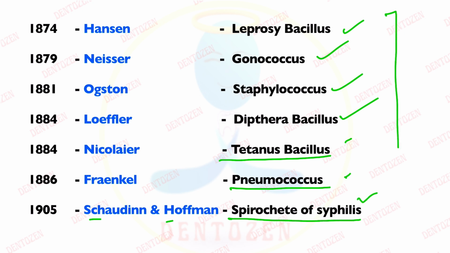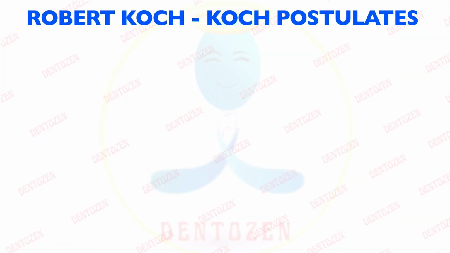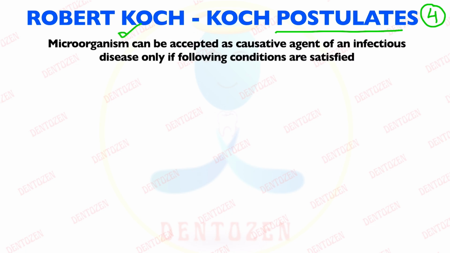So with the discovery of so many bacteria, it became possible to lay down some criteria to associate specific bacteria with specific disease. So that was done by Koch. Koch gave postulates, criteria which are known as Koch postulates. Initially four criteria were given, later on one additional criteria was added. So what are these postulates? These are the criteria by which a microorganism can be accepted as a causative agent of an infectious disease only if that microorganism follows these five criteria, which can be your important viva and entrance question. What are the Koch postulates? So let's get to know.